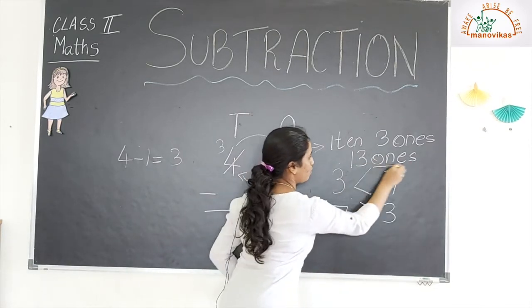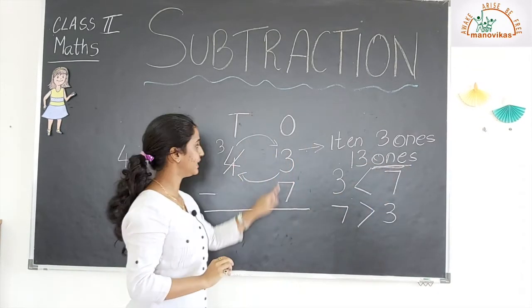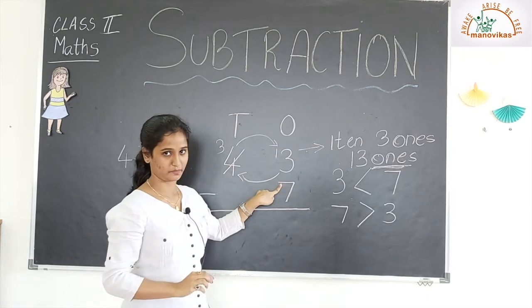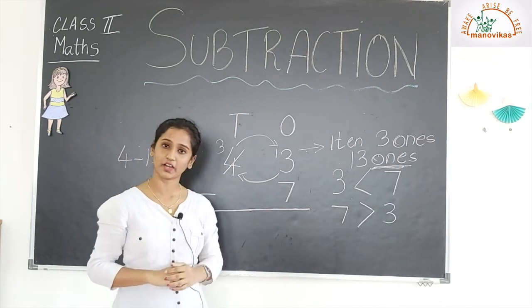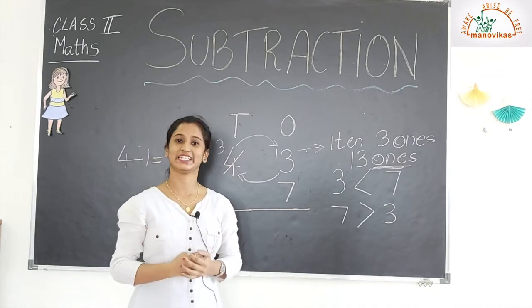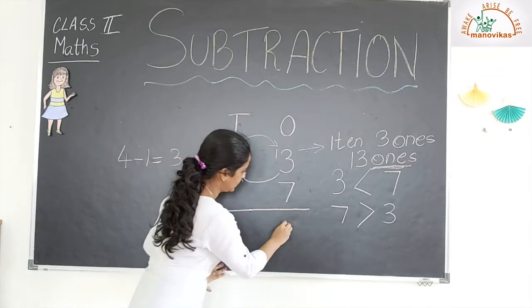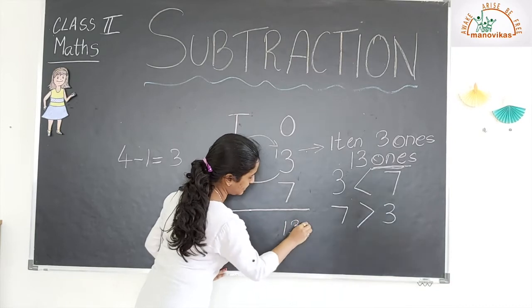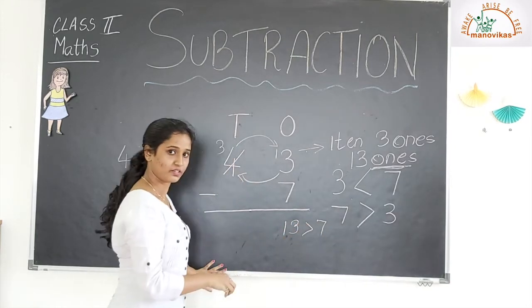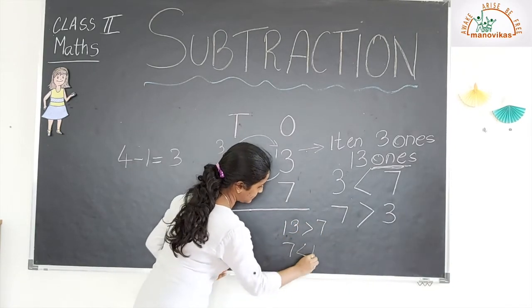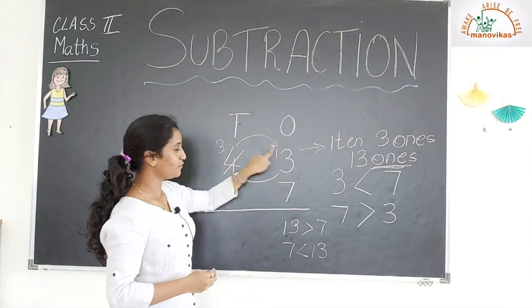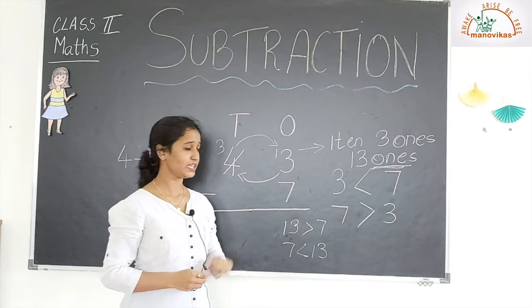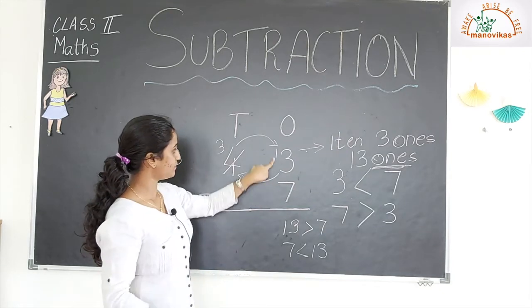Why I wrote ones is because it is in the ones column. Correct? Now tell me, can you take away 7 from 13? Yes, it is possible because 13 is greater than 7, and 7 is less than 13. So we can take away 7 from 13. Now minus 7 from 13.